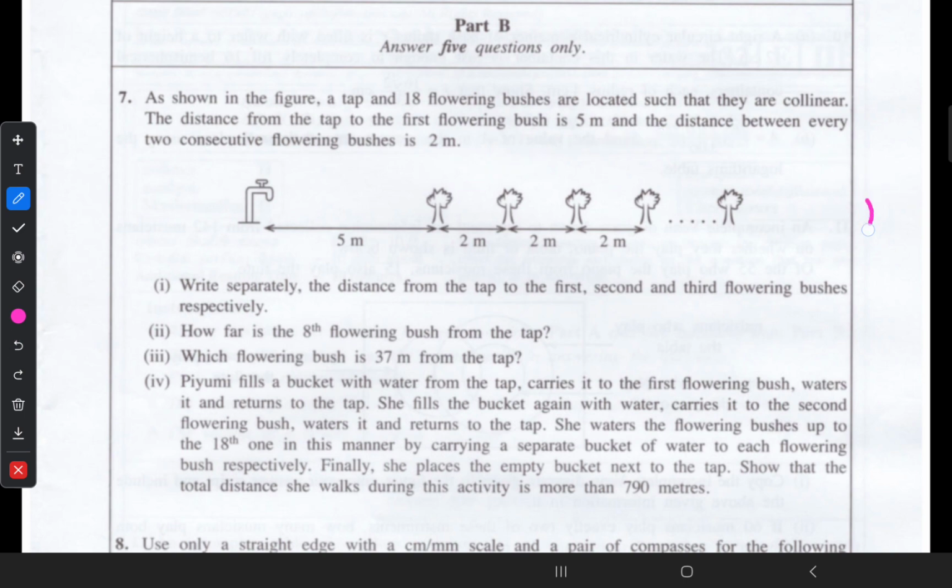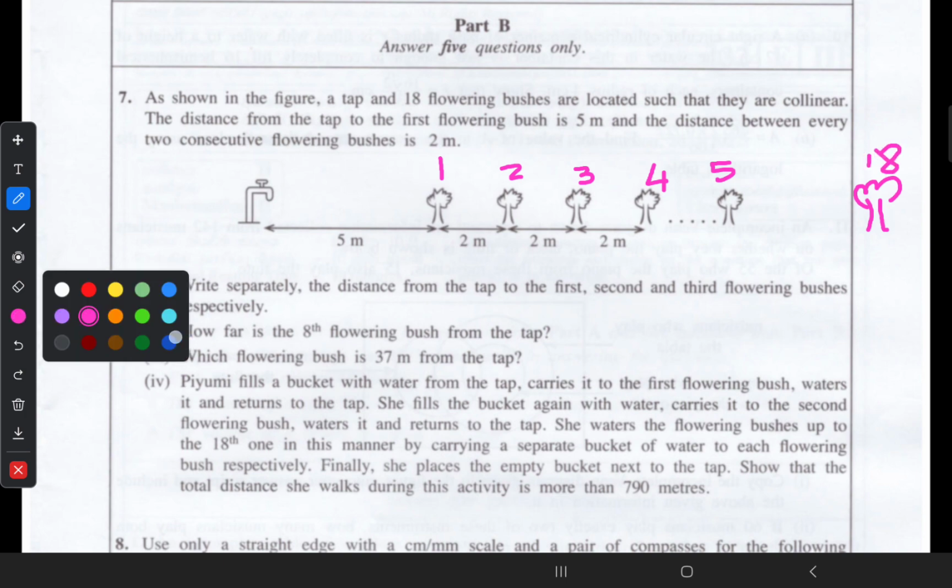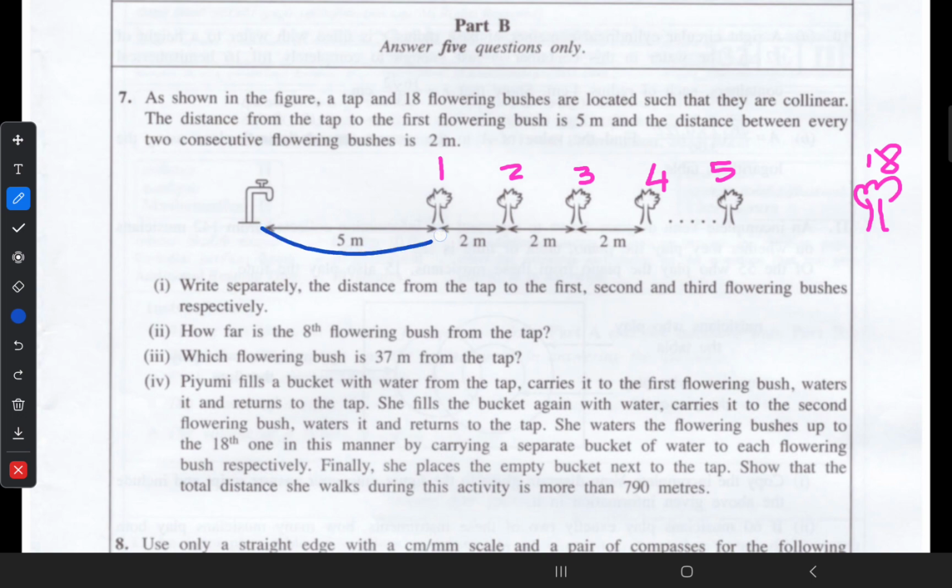We don't know where that is finishing. Totally here 1, 2, 3, 4, 5, likewise totally 18 flowering bushes are in this pattern. From the tap, we need to water that one. From the tap, the first flowering bush is situated 5 meters apart. Each consecutive one is 2 meters apart from the preceding bush.